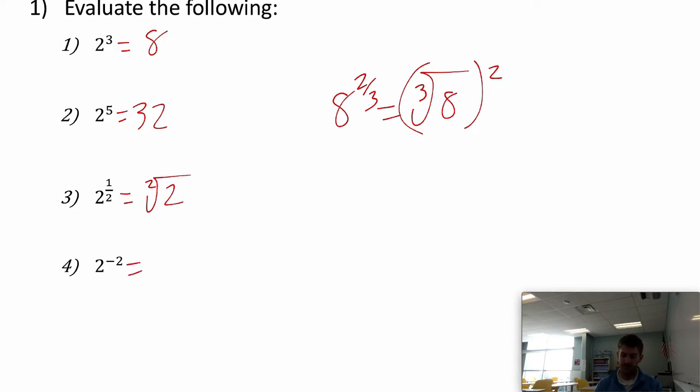2 to the negative 2, remember, is the same as taking 1 over 2 to the positive 2. Essentially, take the reciprocal and apply the positive exponent. So we end up with 1/4.